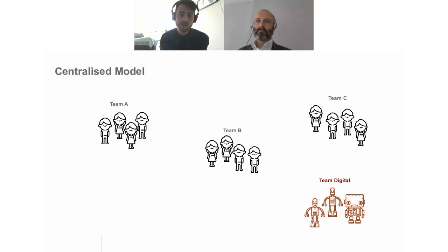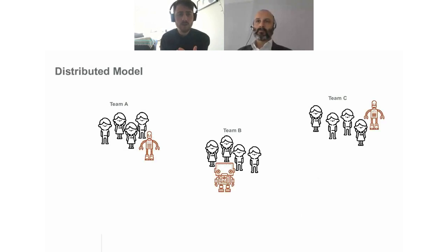So instead of this centralized model, you could go for a distributed model where you have a digital design role integrated in each of the different teams, and therefore fix some of the drawbacks of the centralized model. The problem with this is that the digital design roles are then isolated from each other, and therefore you don't have the sharing and the motivation that you might have had before.